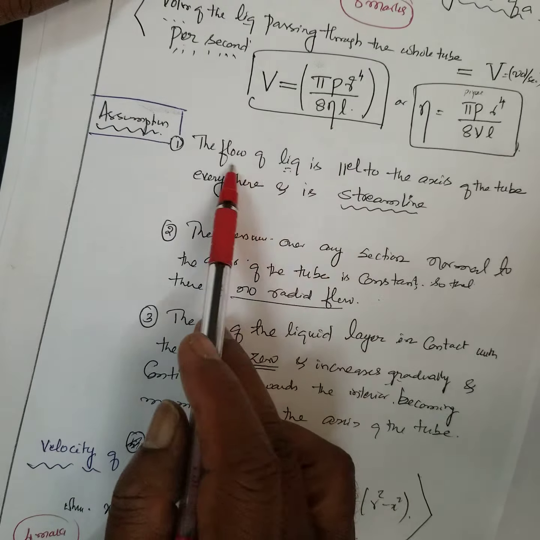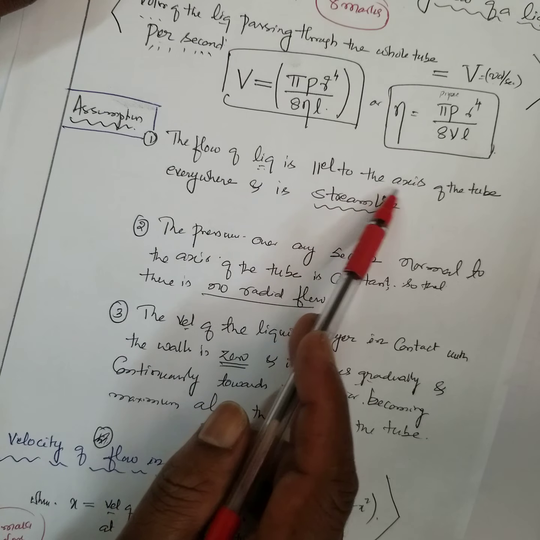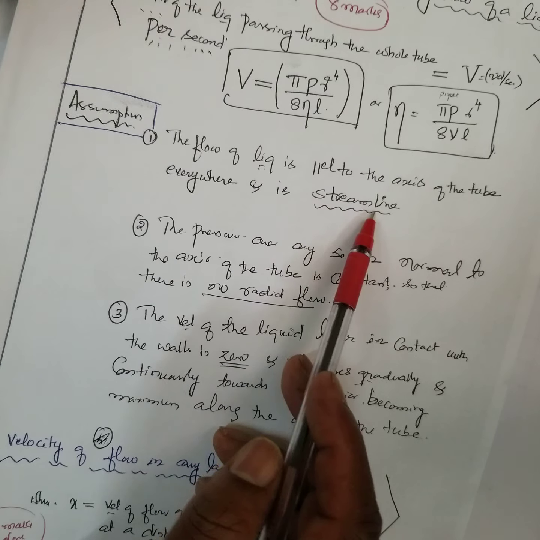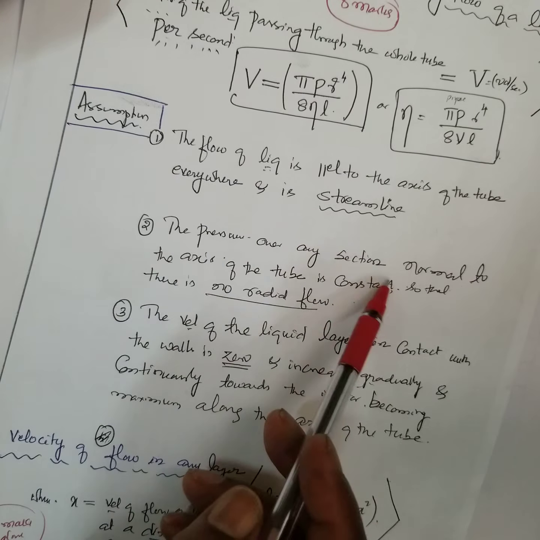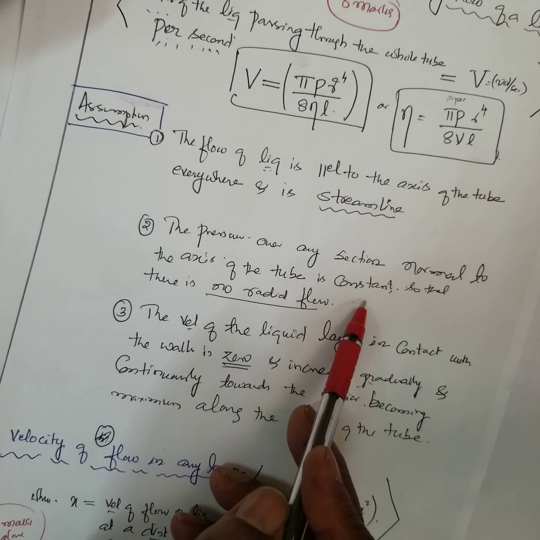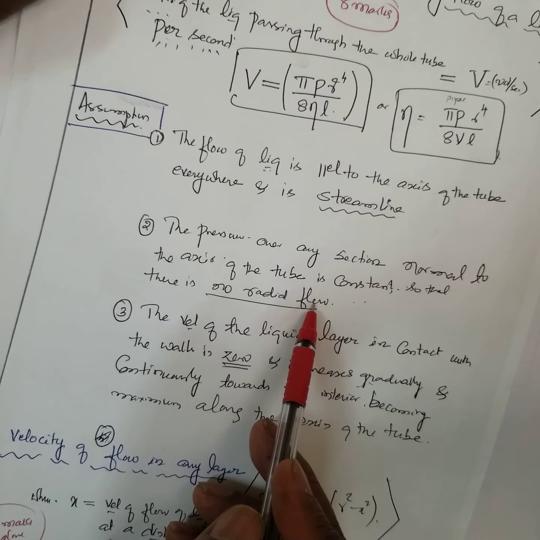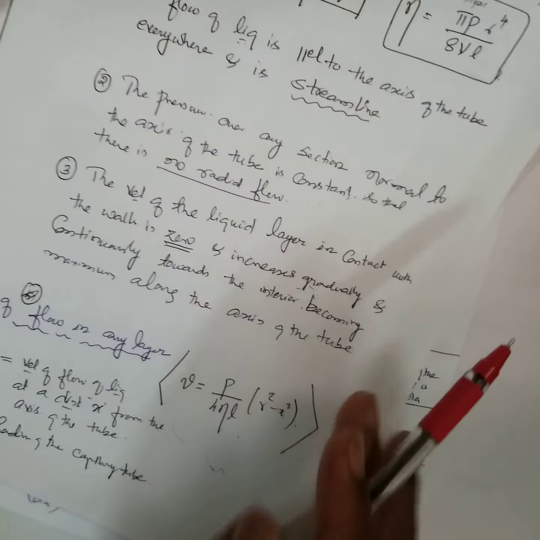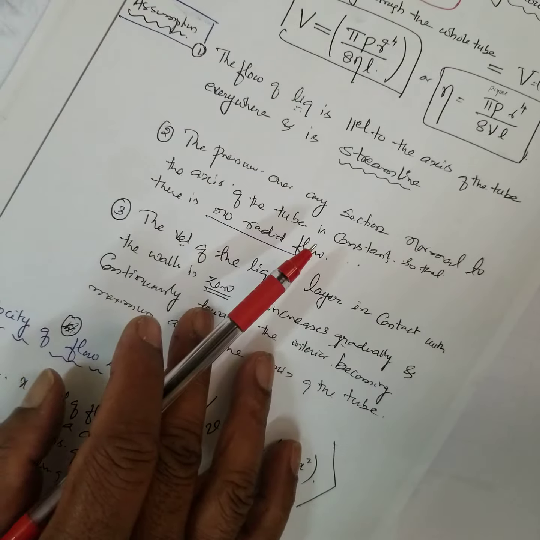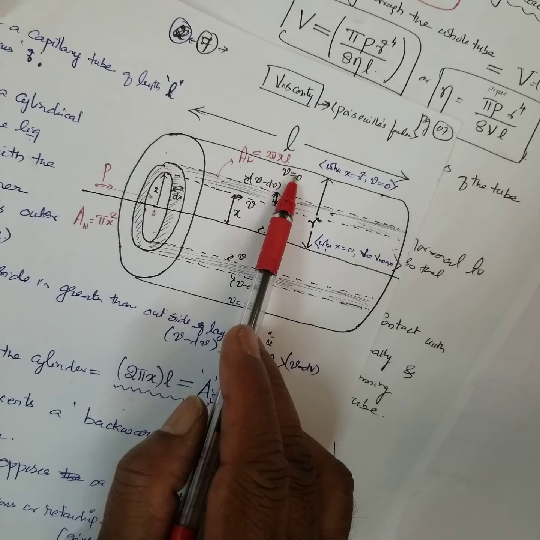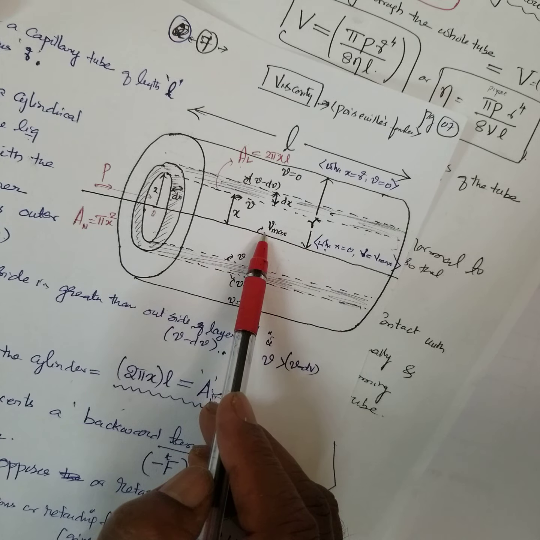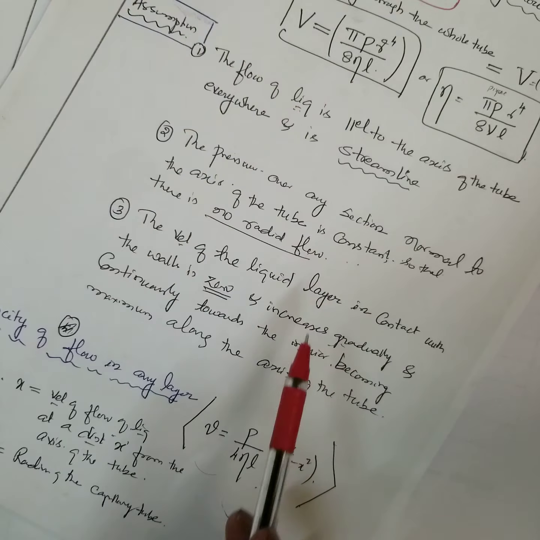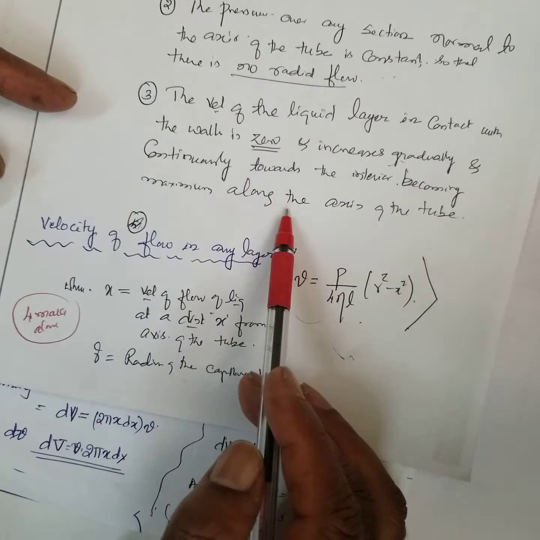Assumptions. First assumption: the flow of the liquid is parallel to the axis of the tube and streamlined. The pressure remains constant. There is no radial flow. The velocity of the liquid is 0 at the edge and maximum at the center. Right? The pressure is constant. All these three.